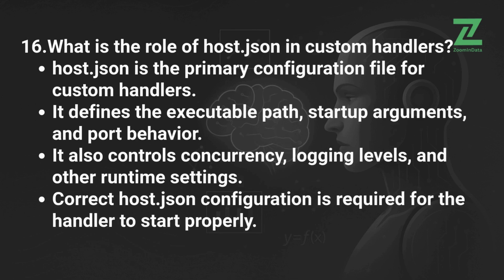What is the role of host JSON in custom handlers? Host JSON is the primary configuration file for custom handlers. It defines the executable path, startup arguments, and port behavior. It also controls concurrency, logging levels, and other runtime settings. Correct host JSON configuration is required for the handler to start properly.